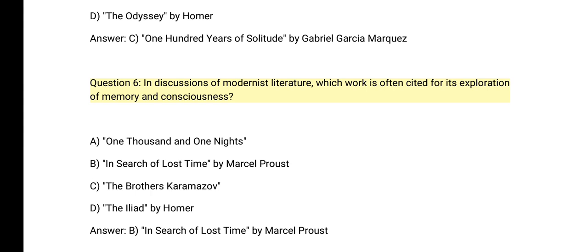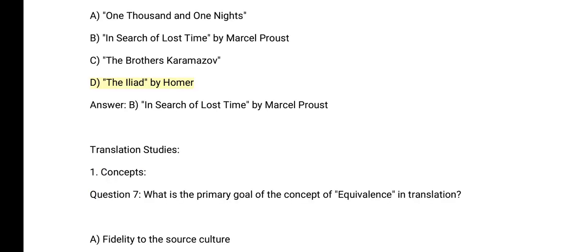Question 6. In discussions of modernist literature, which work is often cited for its exploration of memory and consciousness? A. 1001 Nights. B. In Search of Lost Time, by Marcel Proust. C. The Brothers Karamazov. D. The Iliad, by Homer. Answer. B. In Search of Lost Time, by Marcel Proust.